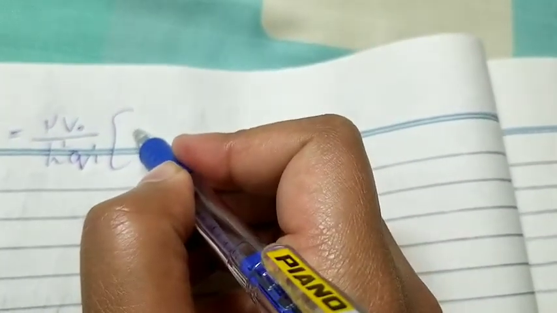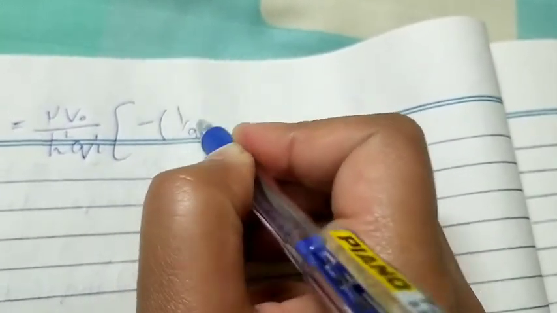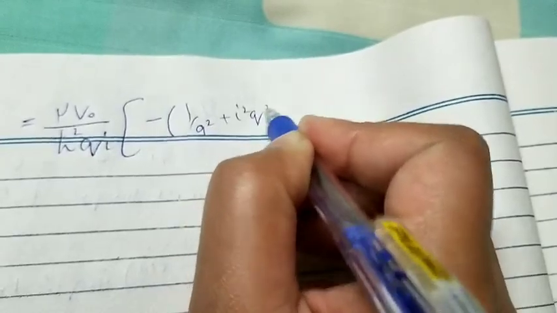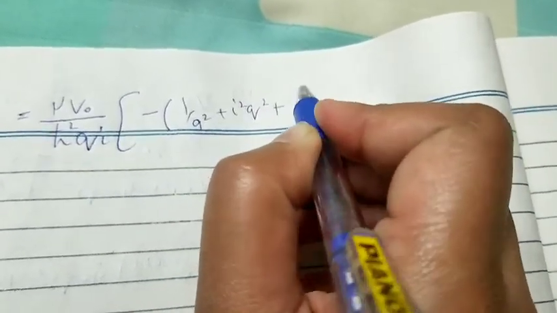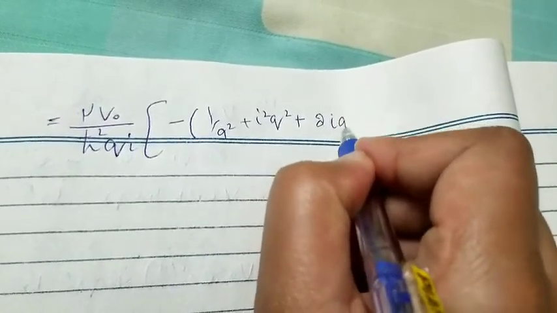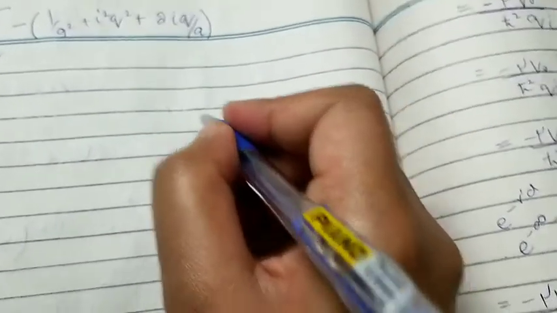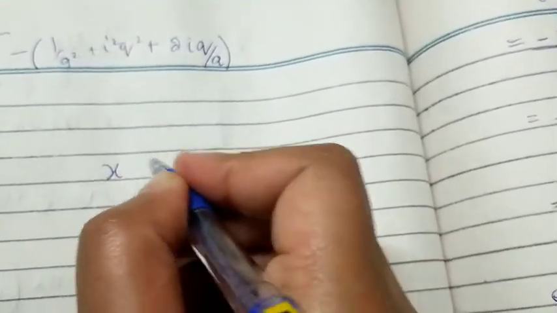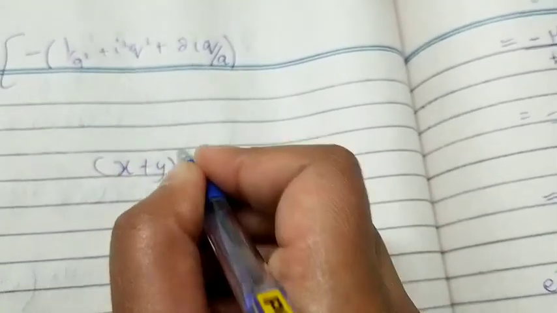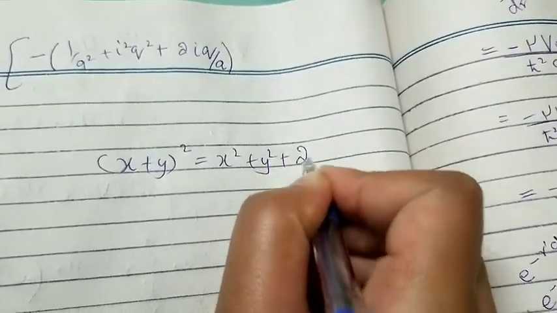Q iota, and I'm opening the square, so 1 over a plus iota q, which is 1 over a square plus iota square q square, a square plus b square plus 2ab. So here, the formula I'm using is, I'm writing it in x and y format so that you are not confused with a that is written here: x square plus y square plus 2xy.